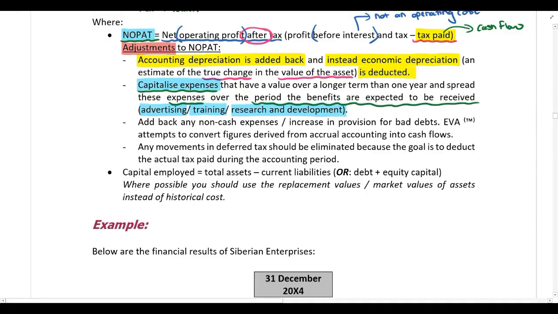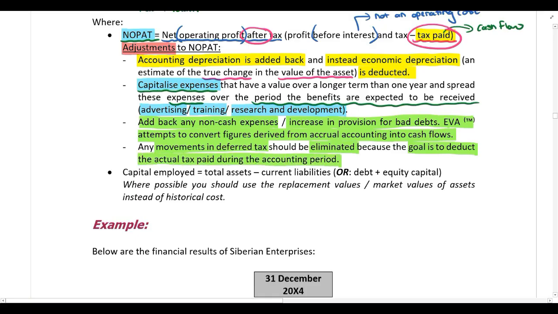Then, EVA attempts to convert accounting figures into cash flows. So if we have any non-cash expenses, those need to be eliminated. For example, if there's any movement in provision for bad debts or anything else that's not a cash flow, that should be eliminated. In addition to that, any movements in deferred tax should also be eliminated because once again, we are working with cash flows. So we are deducting tax paid in our calculation, and deferred tax is not a cash flow.